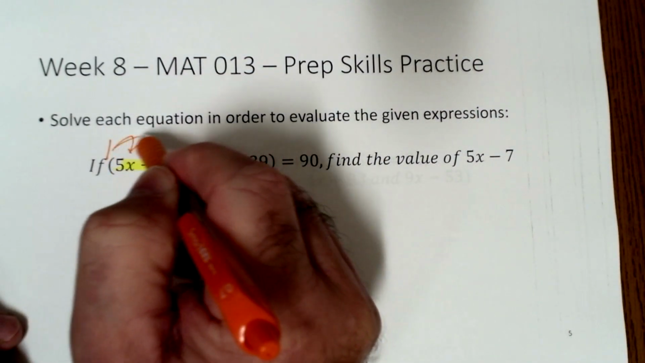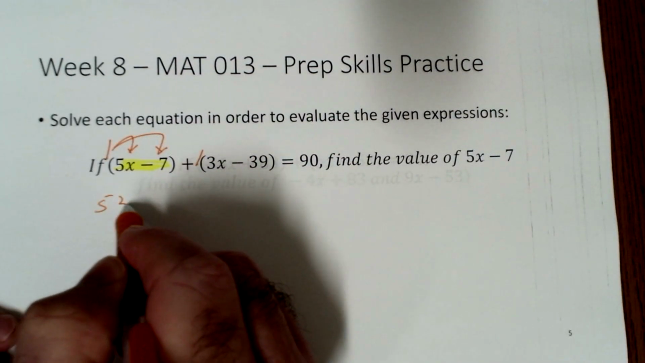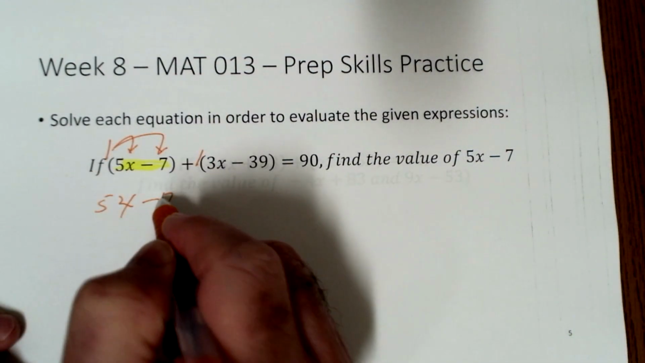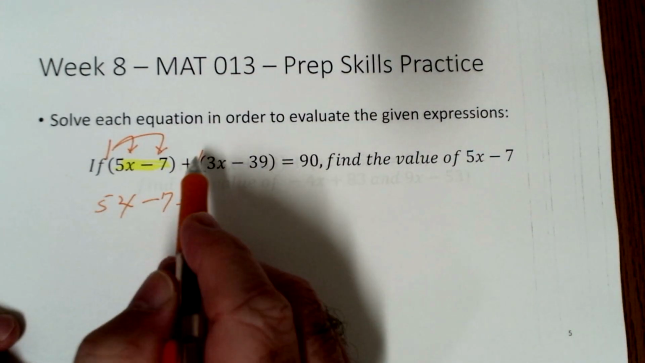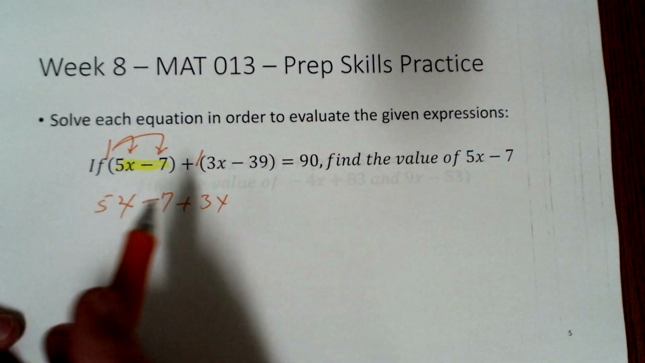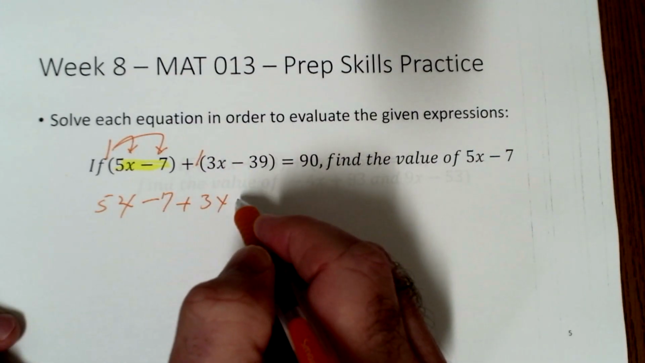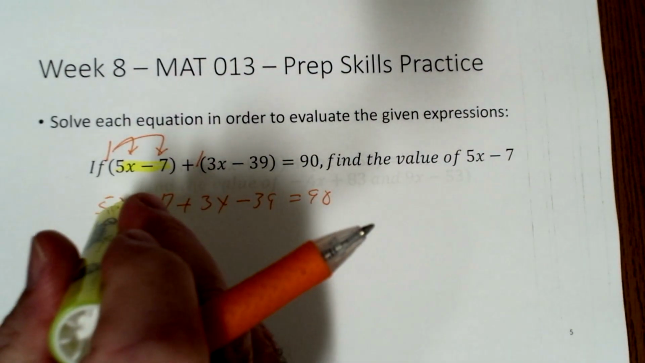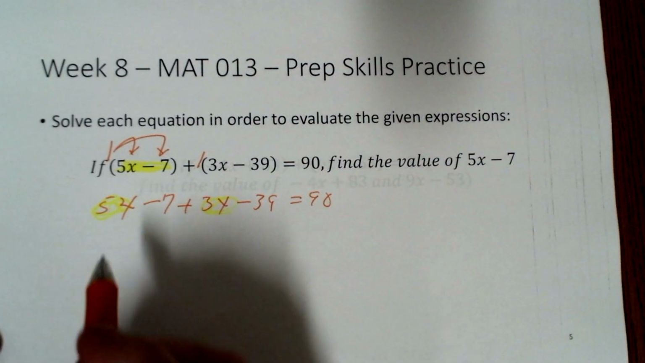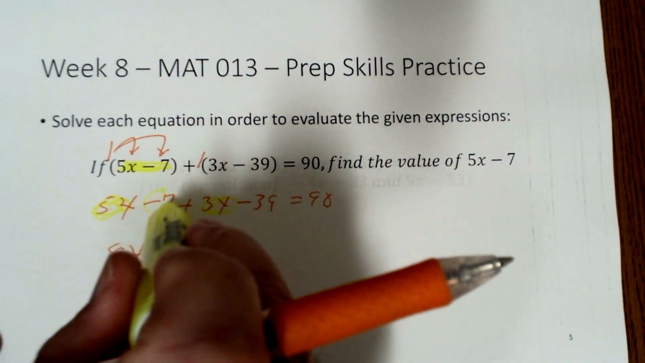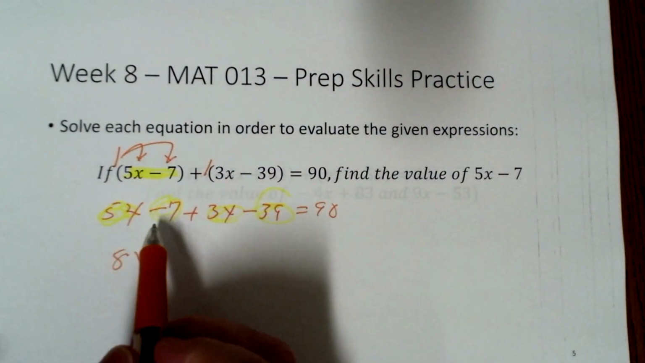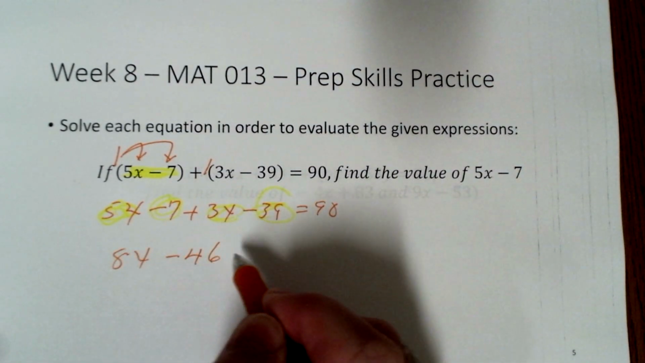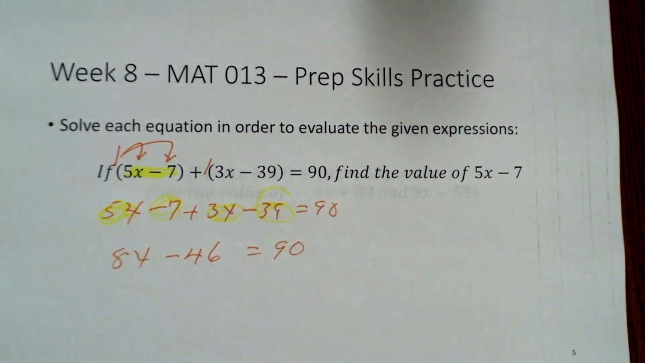Okay, so then we'll multiply each of these times 1. 1 times 5x, 5x, signs are the same, so it stays positive. Positive 1 times negative 7, signs are different, so it stays negative. Plus 1 times 3x is 3x. 1 positive times negative 39 is negative 39, equals 90. We're going to combine like terms. You have 5x's, you have 3x's, so we end up with 8x's. You have minus 7 and minus 39. Think of this as a number line. You're at minus 7. You go further left 39. You're at minus 46, equals 90. Okay?